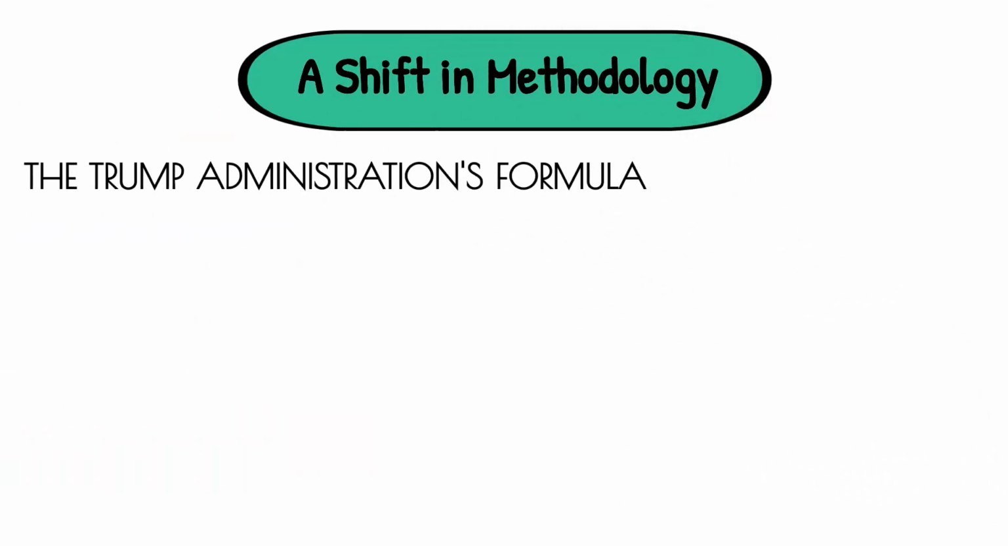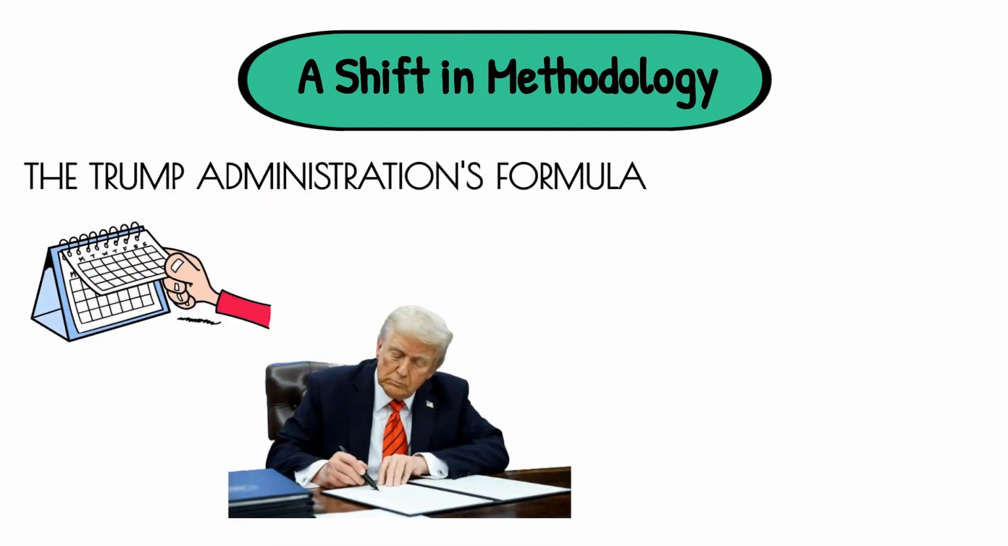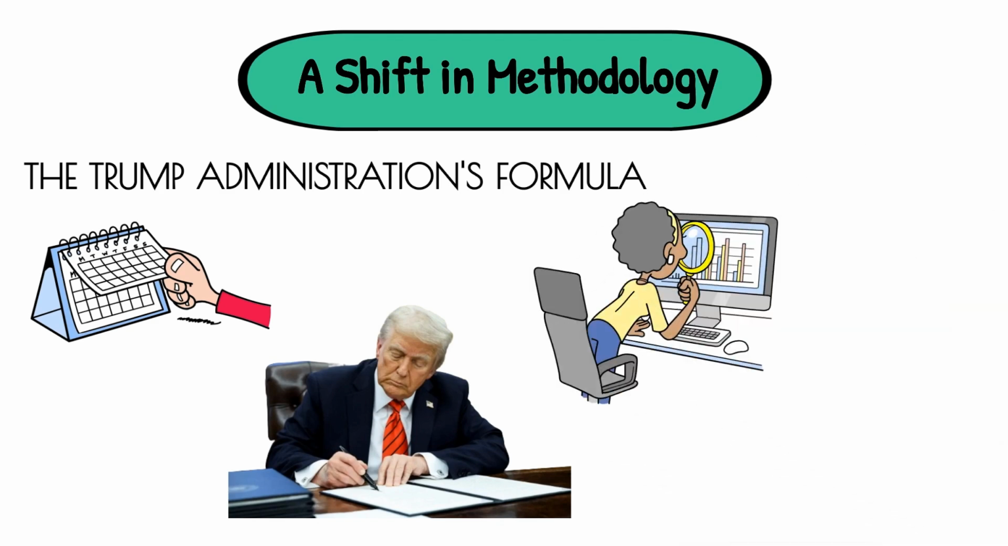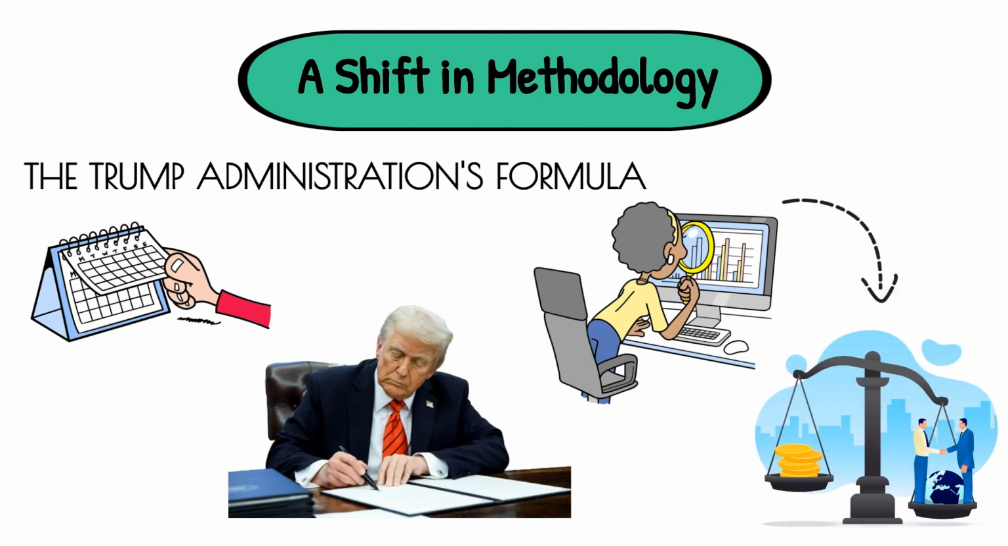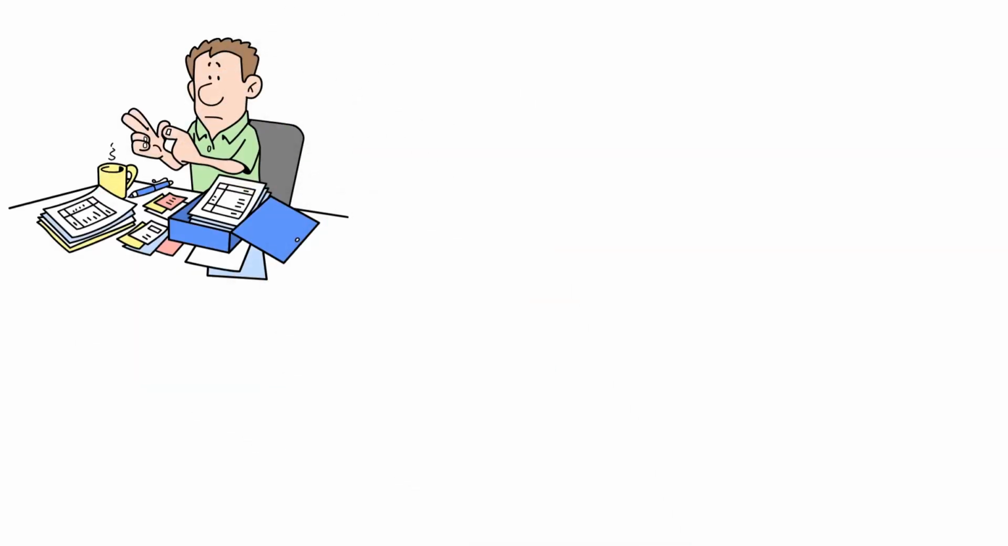A shift in methodology. The Trump administration's formula. In 2025, President Donald Trump's administration introduced a new, more straightforward formula for determining tariff rates. This approach was primarily centered on the trade deficit the U.S. had with each country. The formula can be broken down as follows.